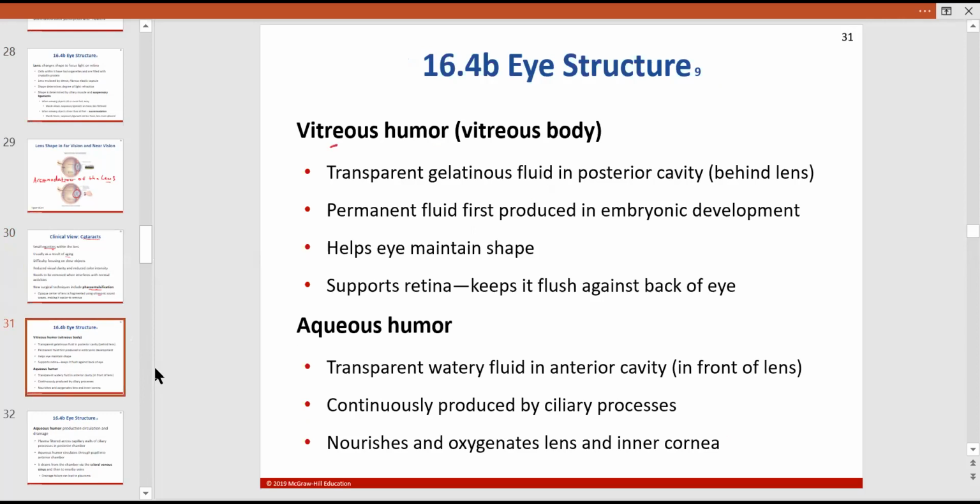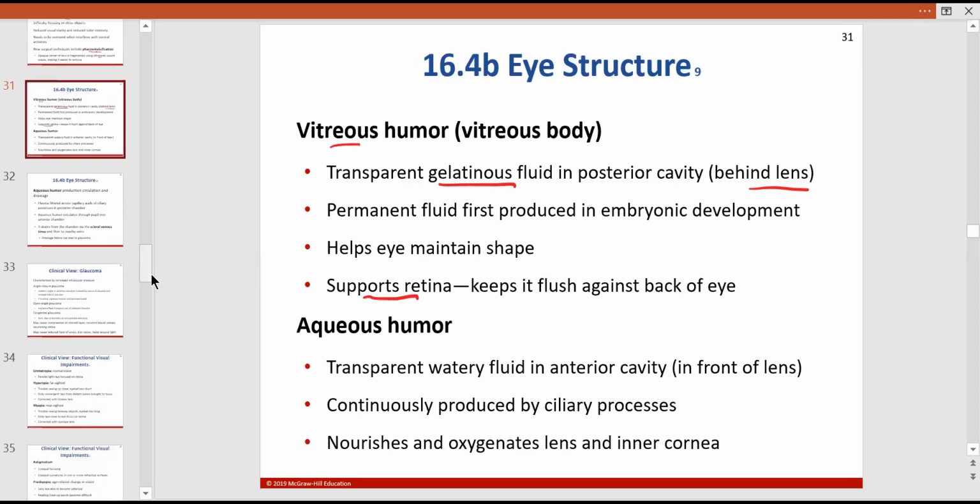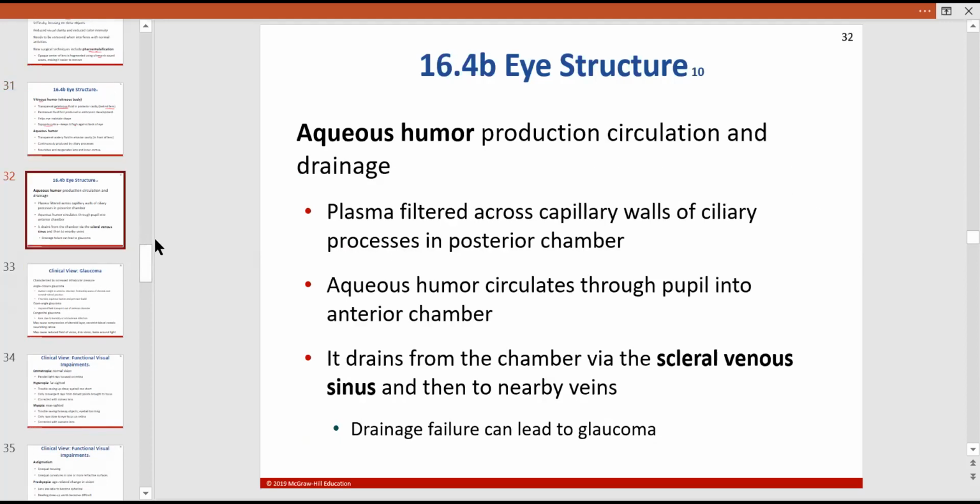And here it's talking about the humors. So go through this. Again, vitreous is more gelatinous, and it's behind the lens. That's your book definition. Again, it supports the retina. So really the retina doesn't have its own connections to the choroid. It actually has to be pushed back by the vitreous humor. And look at the dissections, look at the videos, you'll see what that looks like. So aqueous humor, I will say, is in front of the lens. Okay, and that's important for transduction of the signals.